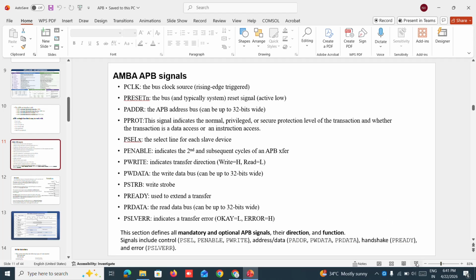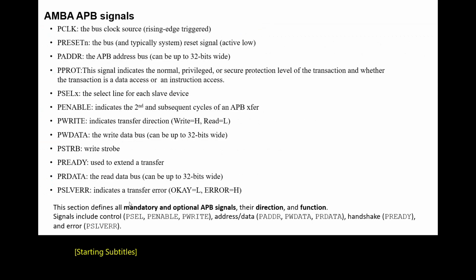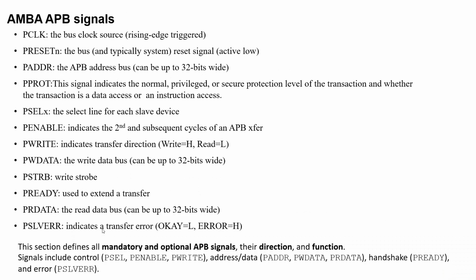So these are the APB signals. Up to this we discussed in yesterday's class, right? PCLK is used as the bus clock source, right? Every transfer takes the rising edge of the clock, that is the positive edge of the clock.